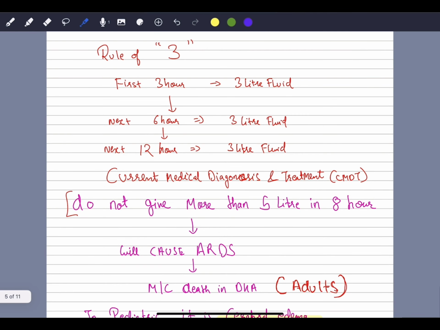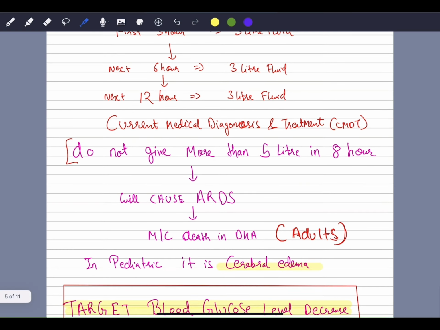Now, to remember the fluid given in DKA, we have to remember the rule of 3. Whenever the patient is admitted, in the first 3 hours, give 3 liters of fluid. In the next 6 hours, give 3 liters of fluid. In the next 12 hours, give 3 liters of fluid, right? So this you can remember easily. Now Current Medical Diagnosis and Treatment book 2023 states, do not give more than 5 liters of fluid in 8 hours.